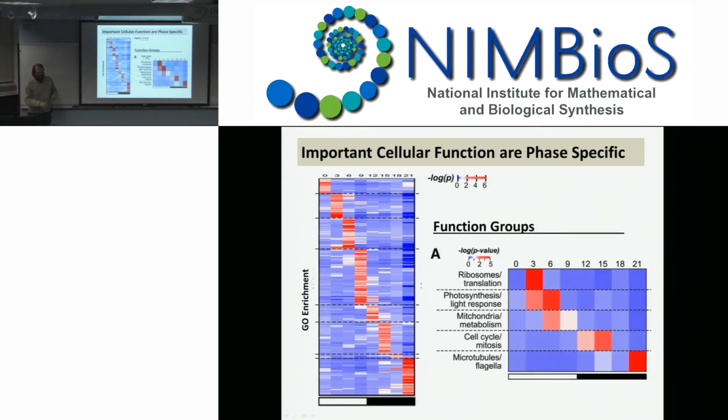Furthermore, if you take these GO terms, which can at times be a little bit overly specific, and group them into broader functional groups, we see the same pattern. So GO terms related to ribosomes or translation are all enriched at 3 hours. Ones relating to photosynthesis and light response at 3 to 6, so that's basically morning and noon, as you would expect. Mitochondria at the same time as photosynthesis. And then what I thought was the most interesting part, the cell cycle, basically all those genes are enriched for peaking at midnight, and the microtubules and flagella right before dawn.